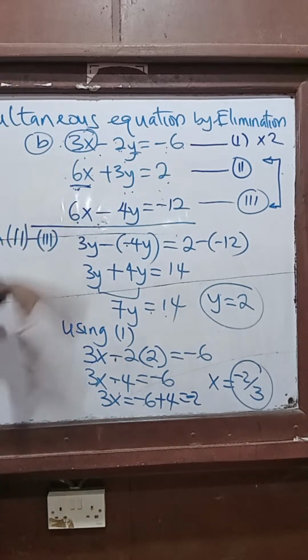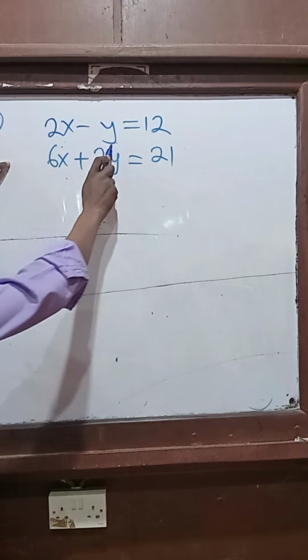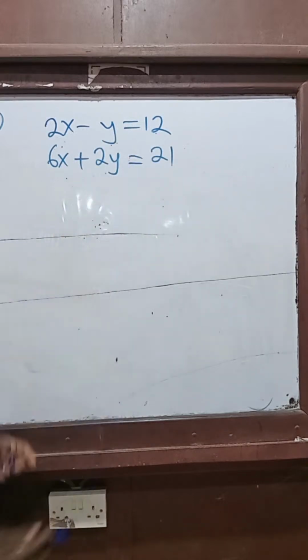Okay, let's quickly recap what we have done so far. This is the second question we have. This is another question: 2x minus y equal to 12, 6x plus 2y equal to 21.